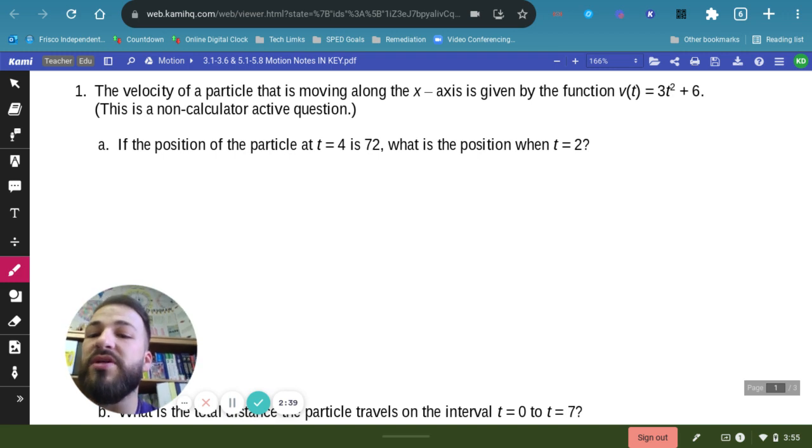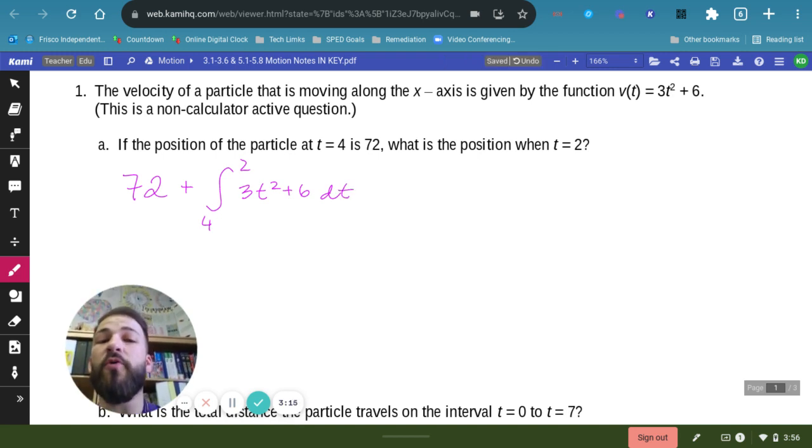So when we're trying to find position, we always want to start with wherever we know the particle is at. So I know at time 4 my particle is at 72. Then from there, I'm going to add on that integral, or that area under the curve, from whatever time I'm at to whatever time I'm trying to get to. So I'm trying to go from 4 to 2. So I'm going to add the integral from 4 to 2 of my function, 3t squared plus 6 dt.